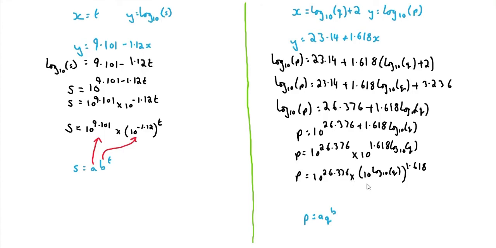And then finally we can just say that 10 to the power of log base 10 of q, well that's just going to be the same as q, because if the base of the logarithm in the power is the same as the number that has a power to it, it basically eliminates it, leaving you with just what was inside the logarithm brackets. So that's now just q to the power of 1.618. Again, the rest is still p, and then the 10 to the power of 26.376. And thus we can just confirm that your a is that 10 term here, and then the b is the 1.618.